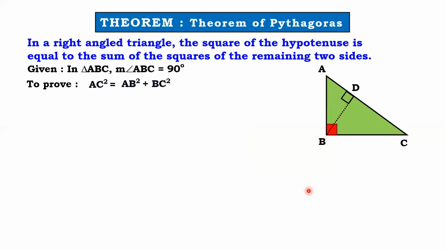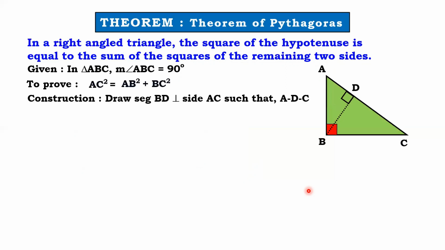And now you must have understood why in similarity and right angle triangles we drop this perpendicular. Is it clear? So in construction we have said that draw segment BD perpendicular to side AC such that A-D-C. Now this is very important to mention, A-D-C, so that we understand the location of D. BD is perpendicular to AC, but where is point D? Point D lies on side AC.